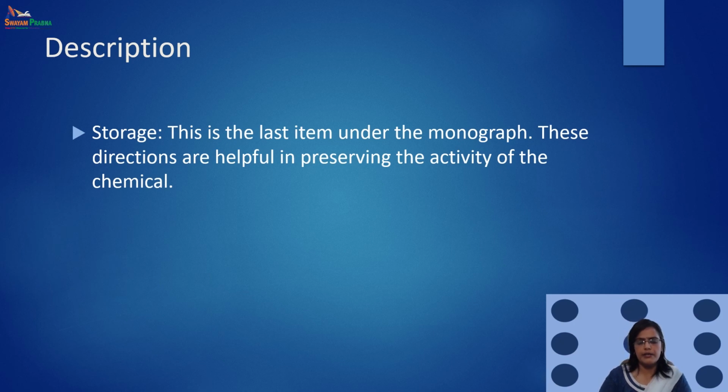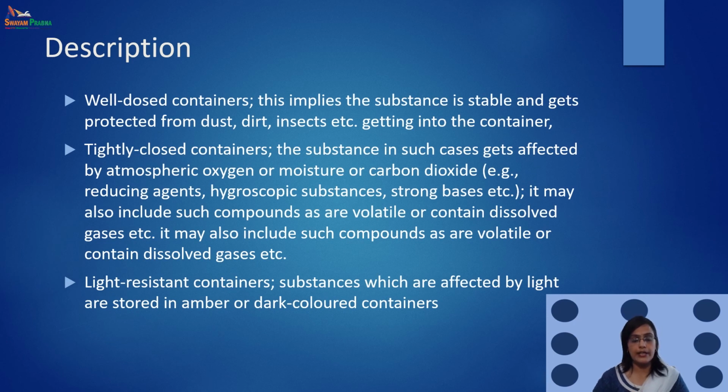And the next thing is about the containers. Okay, in which container the drug is kept. A container is the device that holds the article. The immediate container is that which is in direct contact with the article at all times. So there are well closed containers, tightly closed containers, and light resistant containers. These descriptions are given for a particular drug substance or dosage form in the Indian Pharmacopoeia.